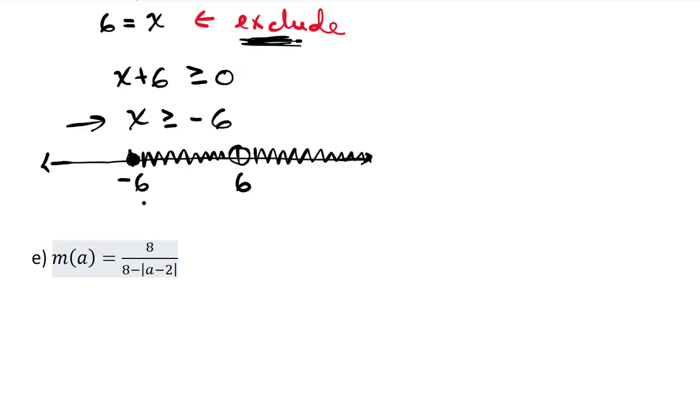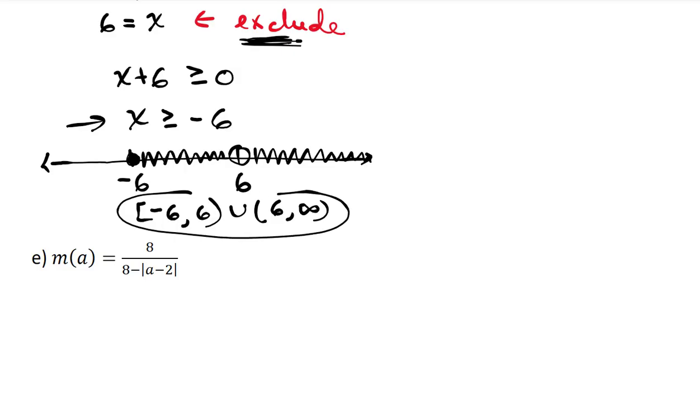And so in interval notation, the domain of this function is a set from -6 to 6, inclusive of -6, but exclusive of +6. And then the union for that gap, and then from 6 to +infinity. So this is the domain of the function defined in part D.